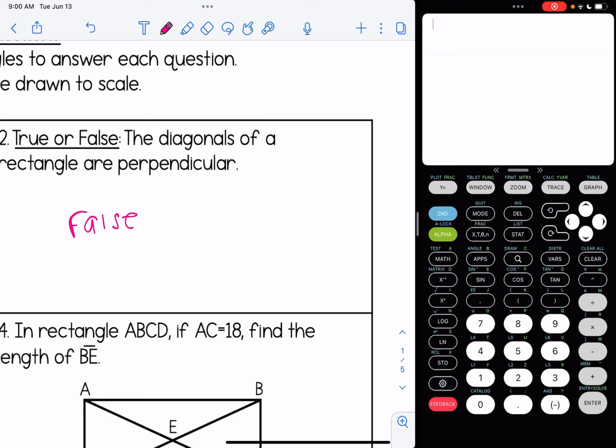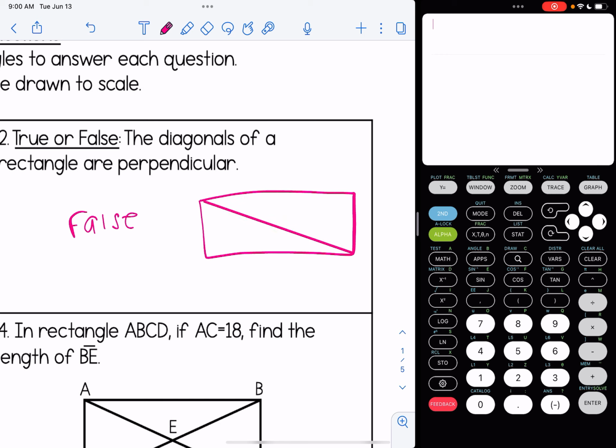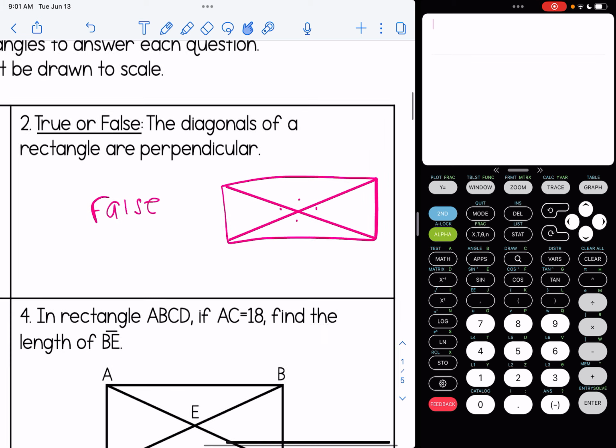I would suggest is look at a picture of a rectangle. You could even draw one yourself. Draw in the diagonals. Do these look like 90-degree angles? That would mean they're perpendicular. Okay, if they're perpendicular, they form right angles. Those don't look like right angles. They look like acute or obtuse angles. So that's how I know, okay, the diagonals are not perpendicular here.